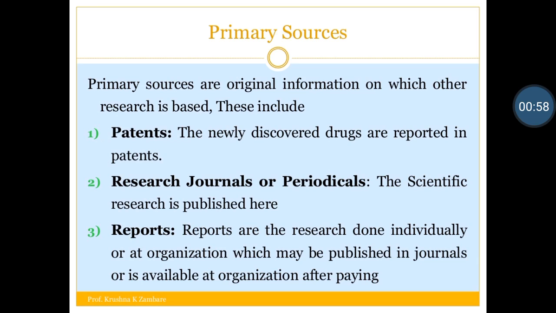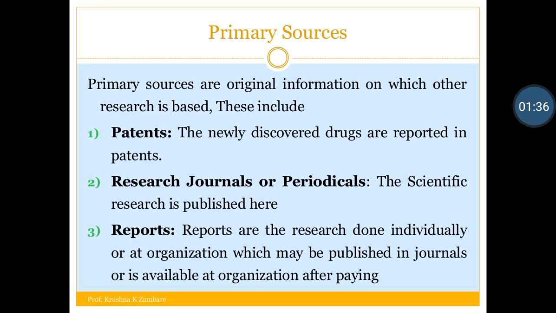First is patents. Newly discovered drugs are reported in patents. Patent means an individual's work is produced, discovered, or researched, and the information is given to the government, that is the government of India or United States. They will give permission, known as the patent, meaning this type of drug can be produced only by this particular person, not by all. That is known as the patent, and it cannot be copied by other organizations, institutions, or other people.